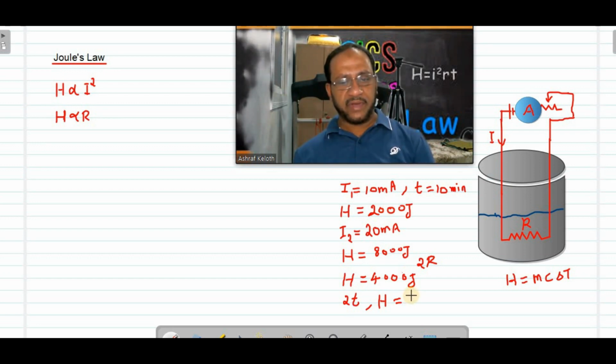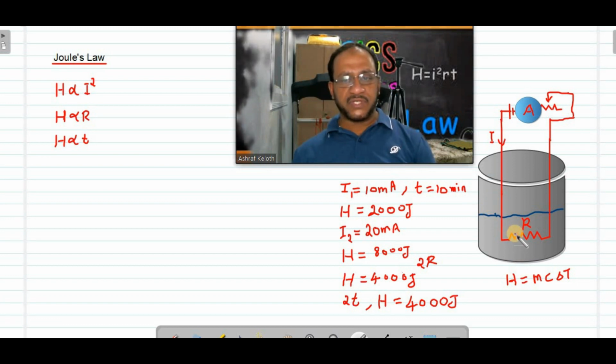4,000, good. Means when time is doubled, heat energy also doubled. So what can we write here? The heat energy produced in a conductor is directly proportional to the time of flow, the time during which the current flows through the conductor or the resistor. This is Joule's law. What is Joule's law?